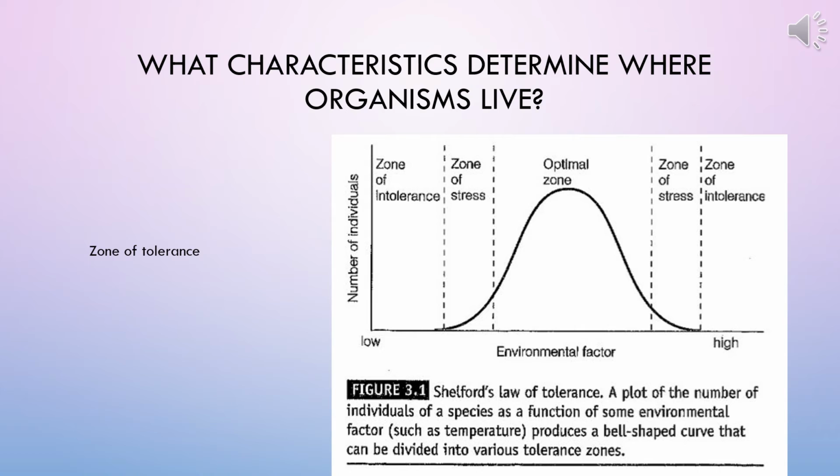If we move further to the left or to the right of that optimal zone, we're typically going to find zones of stress. These are areas that are slightly outside the zone of tolerance, but an organism can handle. Further than that, you get the zone of intolerance. These are conditions that are not conducive to that organism surviving, which can often lead to it either dying, migrating, or going through the process of population evolution.